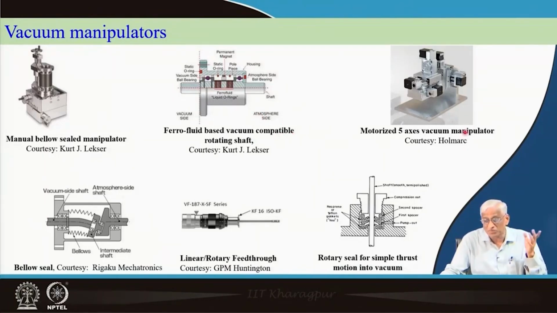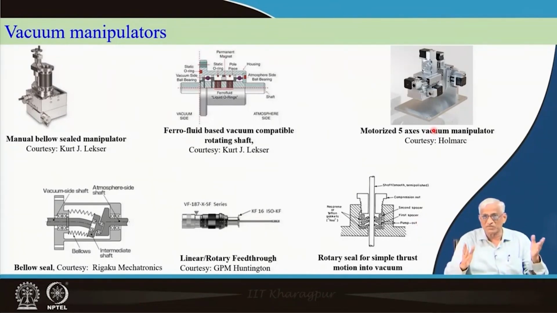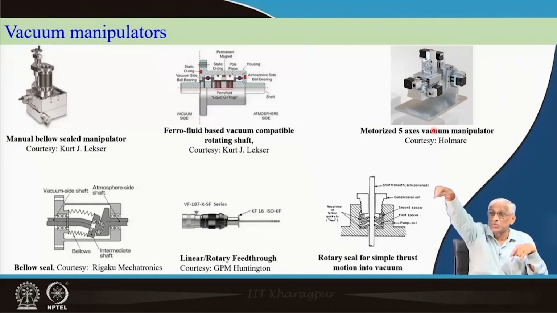These are 5 axis vacuum manipulators, X, Y, Z, tilt and rotation. In any space, if you have these 5 degrees of freedom, X, Y, Z and tilt and rotation, you can approach any point.